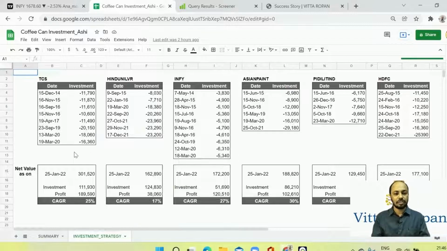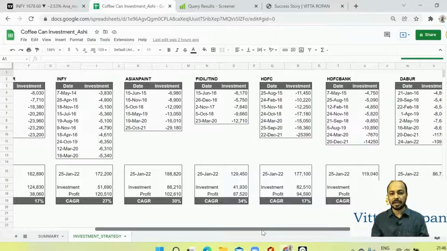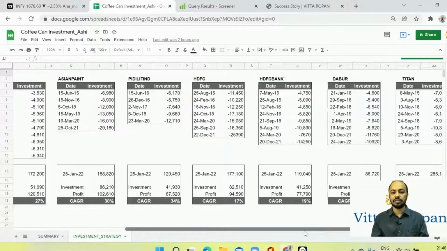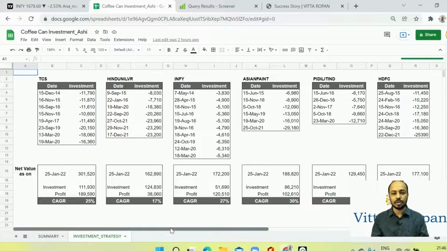Now coming back to the Excel sheet. So this is the case study which I have built for the last 5 years. The first company was TCS. We have seen it in TradingView. The second is Hindustan Unilever. The third is Infosys, ASIANPAINT, PIDILITIND, HDFC, HDFCBANK, DABUR, Titan. So these are the 9 stocks where I have been investing consistently for the last 2-3 years. But for the sake of the case study, I have taken a longer period to show you how CAGR works over a period of time.